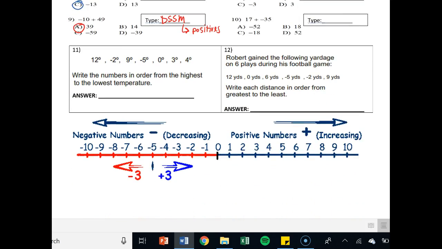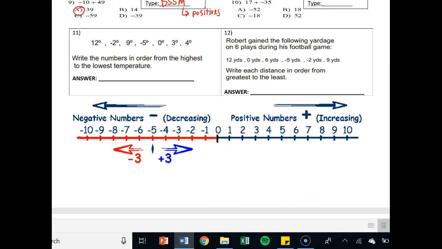All right, number 11. It says write the numbers in order from highest to lowest temperature. So I got a little number line here helping you. Remember, the more negative you get, the smaller you get. The more positive you get, the higher you get. So it says from highest temperature to lowest temperature.